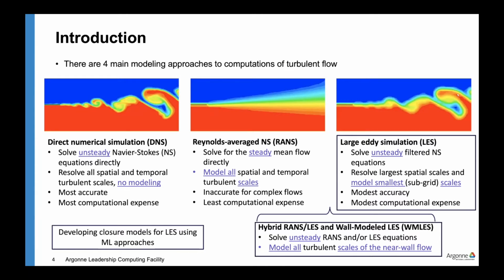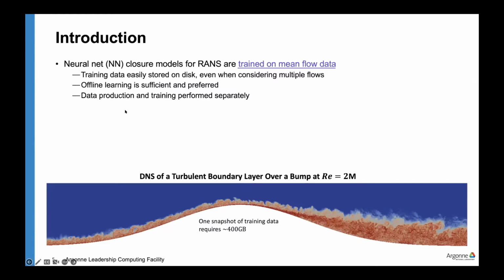Our goal is to develop what are called closure models for LES using machine learning approaches. A closure model is really just a model for the unclosed terms, basically the unknown terms in the governing equations for large eddy simulation. Now, if we were to develop neural net models for these unclosed terms if we were doing RANS, this would be relatively straightforward in terms of the workflow, because models are trained on mean flow data. Mean flow data is easily obtained and stored on disk. It doesn't take up a lot of space because you average in time and in space the instantaneous data from your simulations. So offline learning is sufficient and actually preferred in this case.